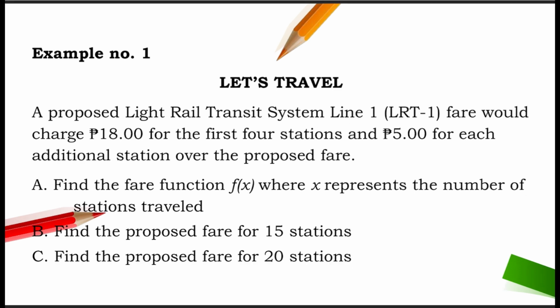Now, let's have example number 1. The title is Let's Travel. A proposed light rail transit system Line 1 or LRT1 fare would charge 18 pesos for the first 4 stations and 5 pesos for each additional station over the proposed fare.